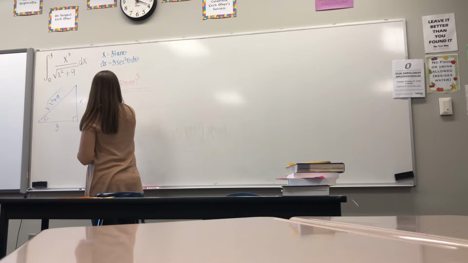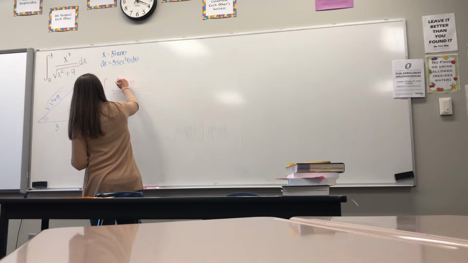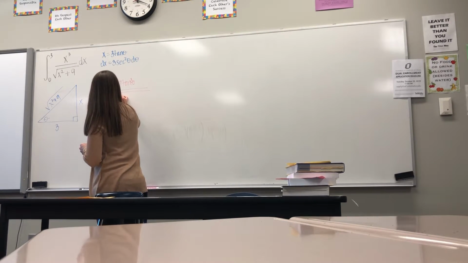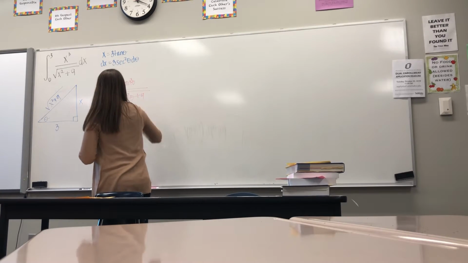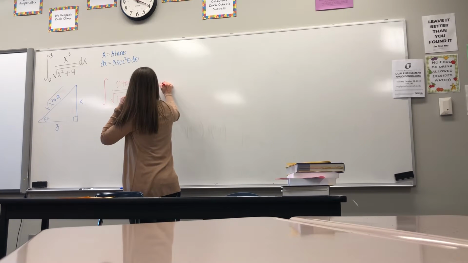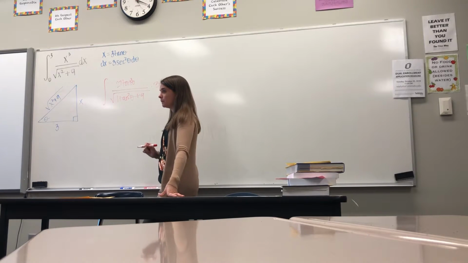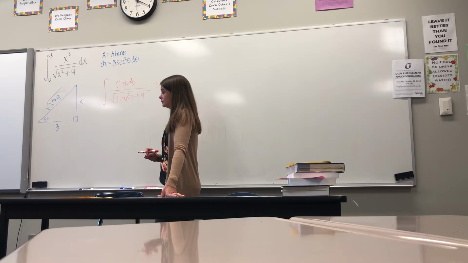We have the square root of, and then 9 tangent squared theta plus 9, times 3 secant squared theta d theta. Now, hopefully you're not working ahead of me. For the triangle, is the square root always going to be the same thing as that other square root?